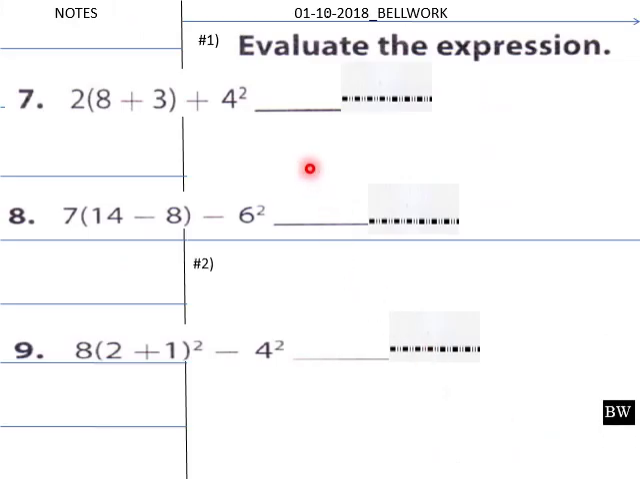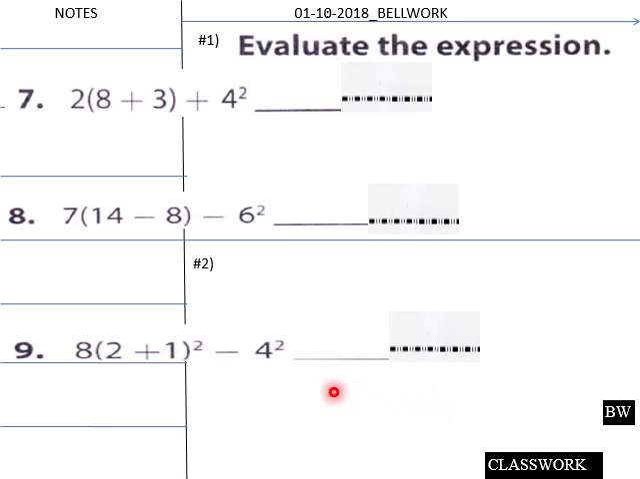So we're going to go into our bell work. Teachers and students, evaluate these expressions here. Put your responses out here. Give your students, teachers, about 3 minutes for this. Okay, I'll see you in 3 minutes.